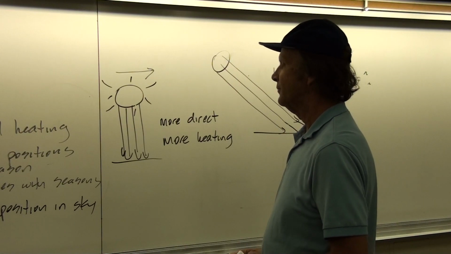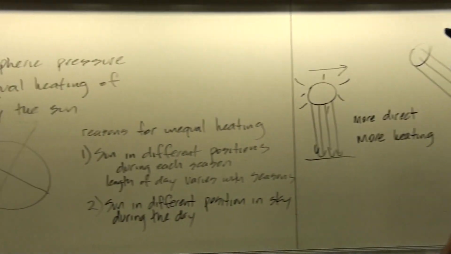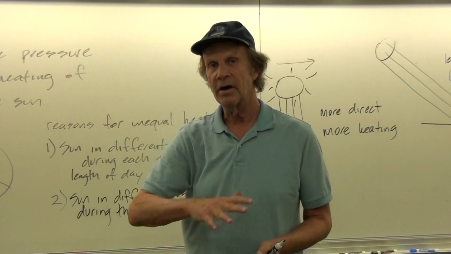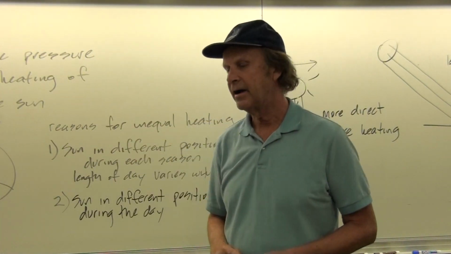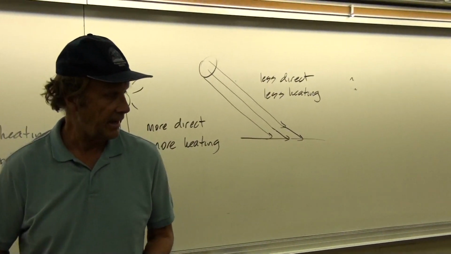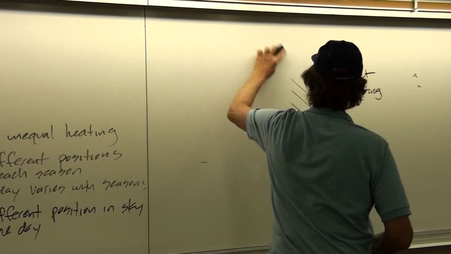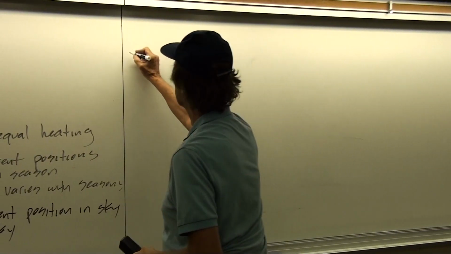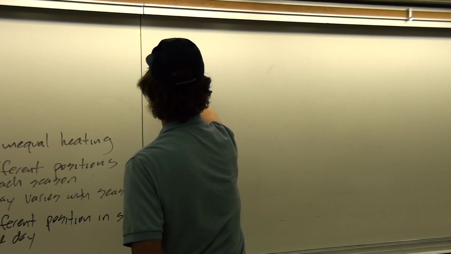And so the different parts of the Earth's surface are being heated differently at different times of the year on an average day, but are also being heated differently throughout the day as the sun goes from higher up in the sky to lower in the sky from day to night. Another reason for the unequal heating is that water absorbs sunlight better than land does.